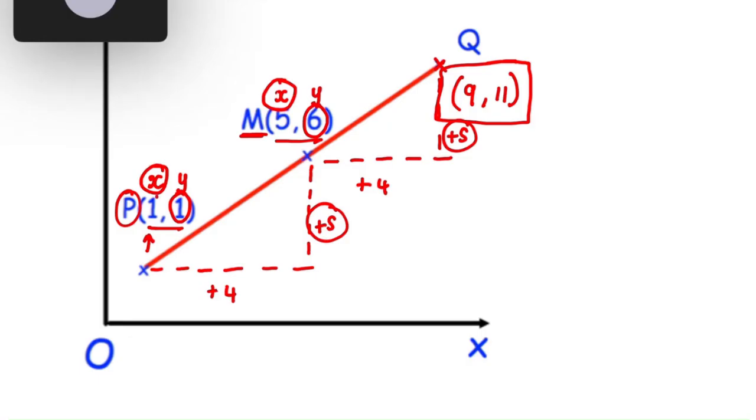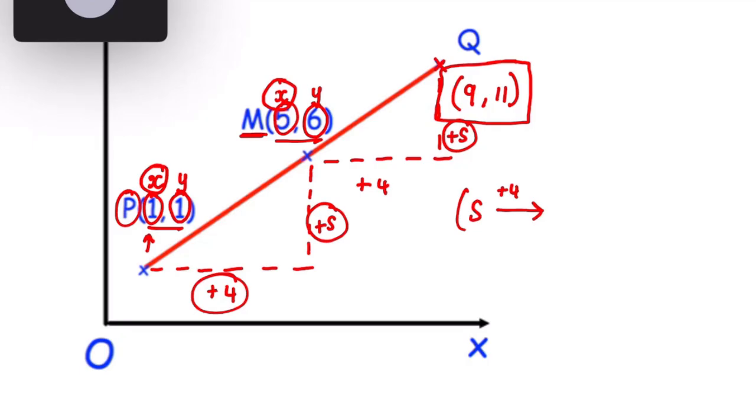The x coordinate of P is 1, as you can see, and the x coordinate of M is 5. Okay, 1 to get to 5, we have to add 4. Okay, we have to add 4 to get from 1 to 5. So then to get to the coordinates of Q, we have to get from M to Q. To get from M, which has an x coordinate of 5, we need to also do the same. We need to add 4.